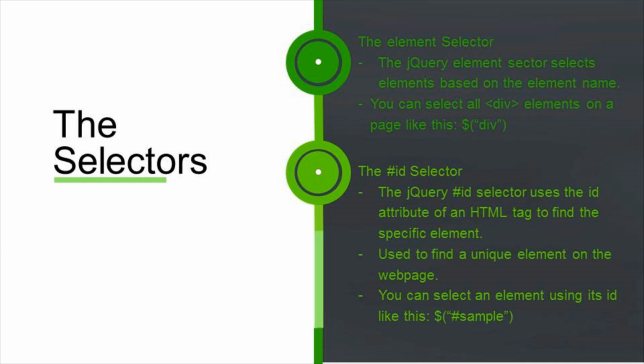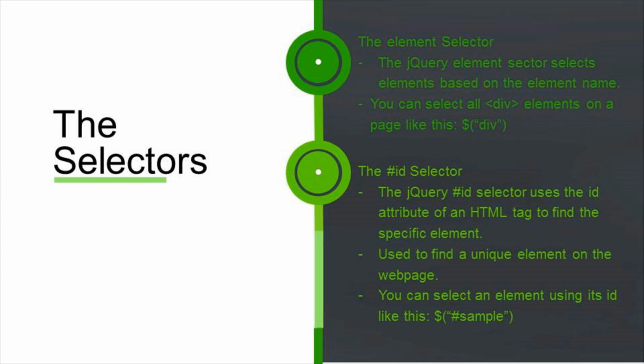And for the ID selector, the jQuery ID selector uses the ID attributes of an HTML tag to find the specific element. If you guys already know that in JavaScript, congratulations. And it's used to find a unique element on a web page. If you do not know that, for you newbies and beginners out there, you can select an element using its ID like this. For example, you're just passing in the hash symbol, and it's followed by the ID name.